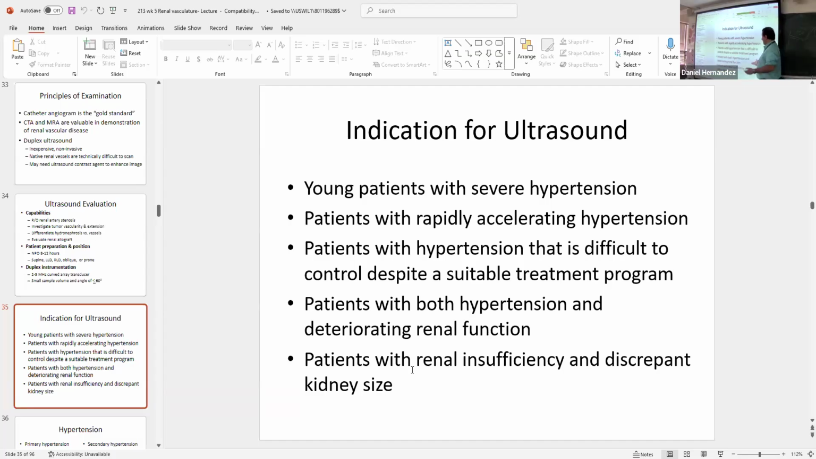Patients who have high blood pressure and then deteriorating renal function, so we're looking at their BUN and creatinine levels. They're starting to spike and continue to go up. Or if we see a size discrepancy in the kidneys. If we're doing a normal renal exam and we see a big discrepancy between the right and left kidneys, that warrants us doing a renal artery Doppler exam to see why there is that size discrepancy. Is it vascular related?